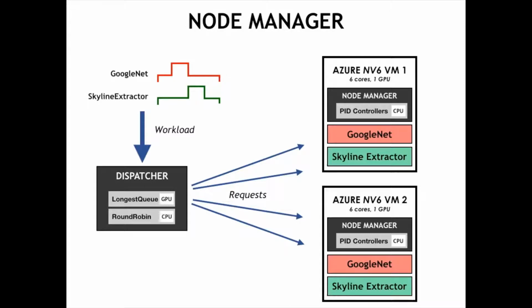For the control, the dispatcher was configured to use a longest queue heuristic for GPUs, while a fair round-robin strategy for CPUs. In the workers, the node manager is equipped with PID controllers to fine-grain control the CPU allocation of each application.